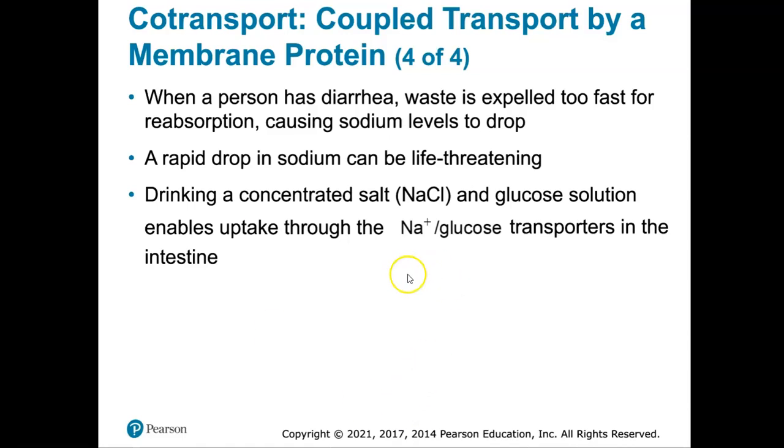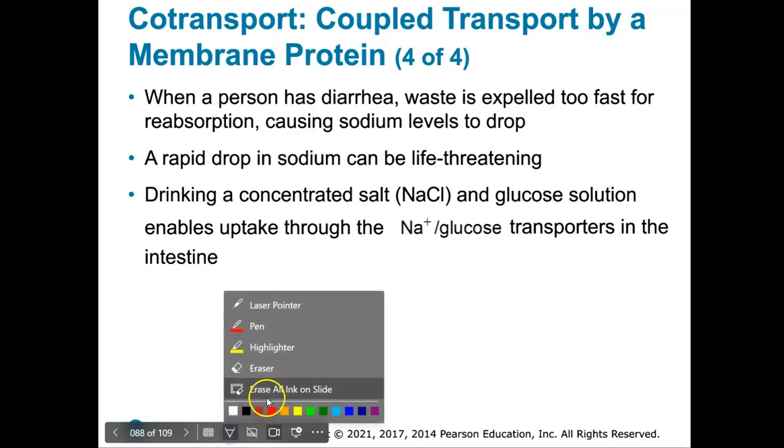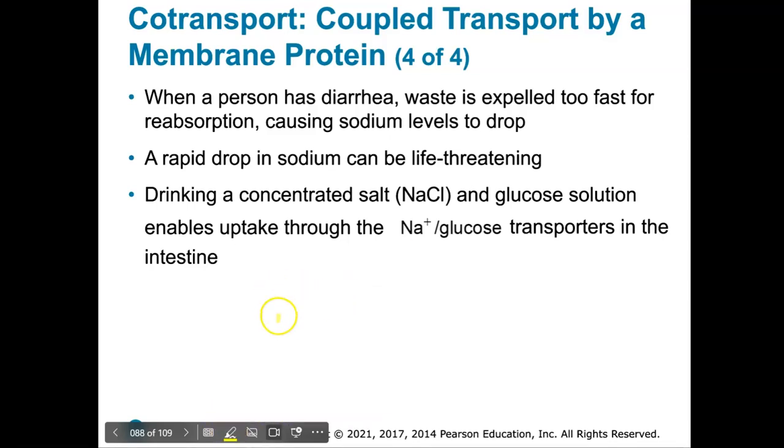This is a good example. It's talking about diarrhea, but it could be diarrhea, it could be vomiting, anything that causes you to lose a lot of body fluids. It's going to also cause you to lose electrolytes.